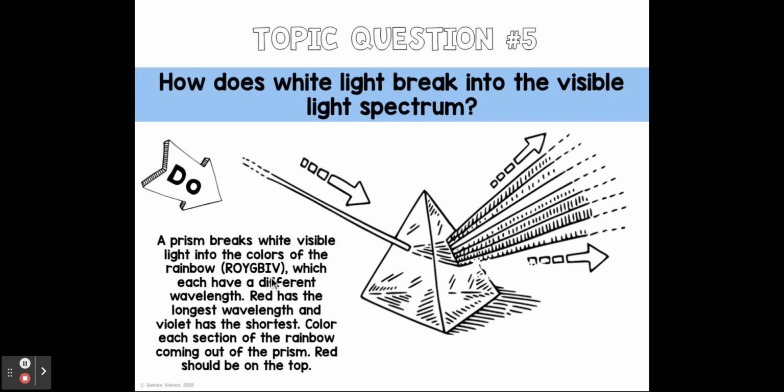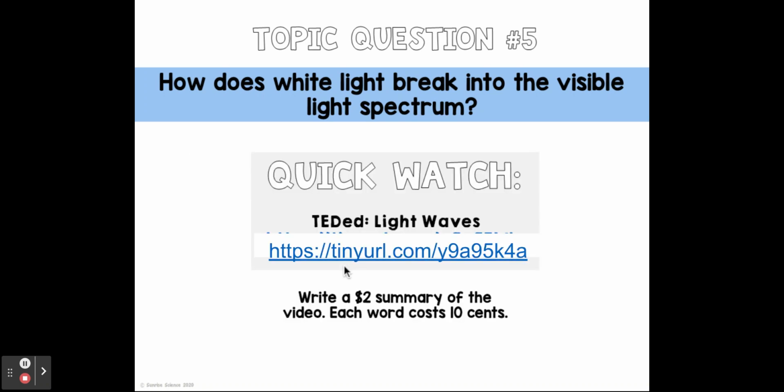There is a great video, and they're asking you to watch this video. I put that TED-Ed video in, and like I said in the last video, I also put in another video that shows you light going through a prism and what happens there. So make sure you do that, and then please write a $2 summary of the video. Each word costs 10 cents, so how many words is that again? About 20 words.